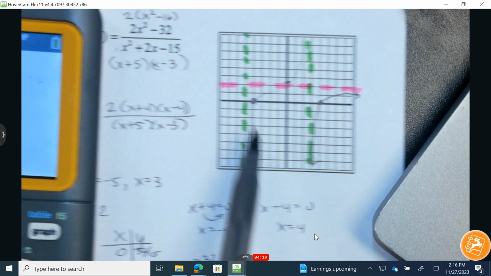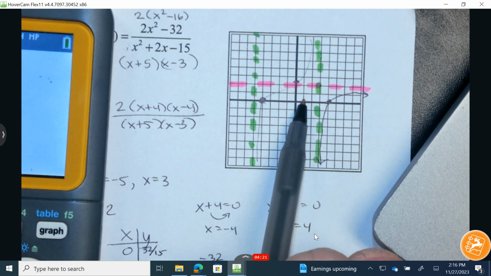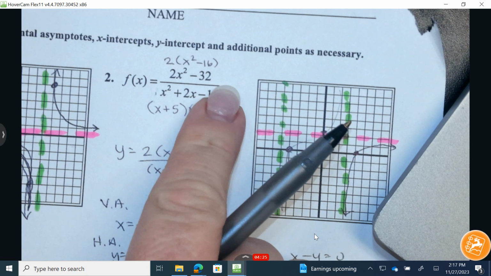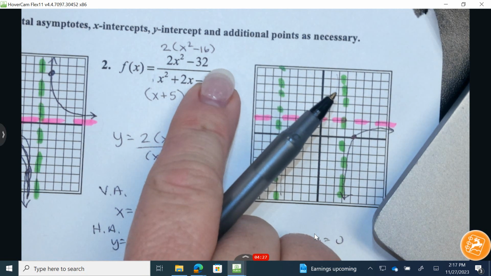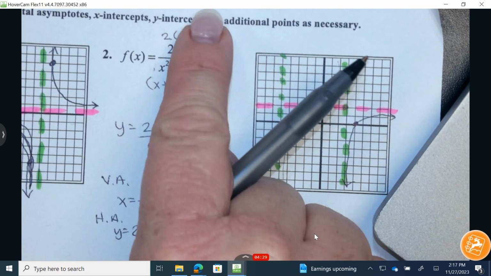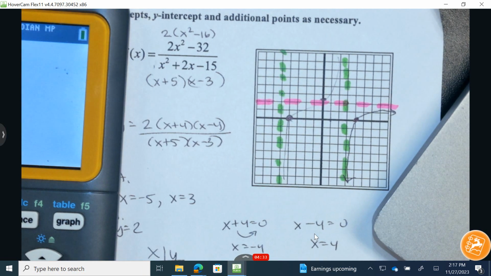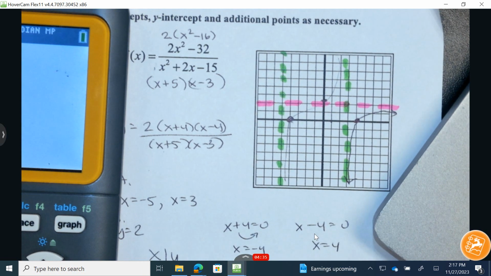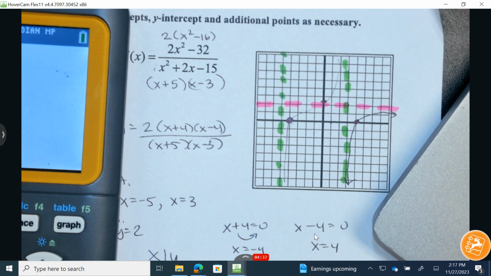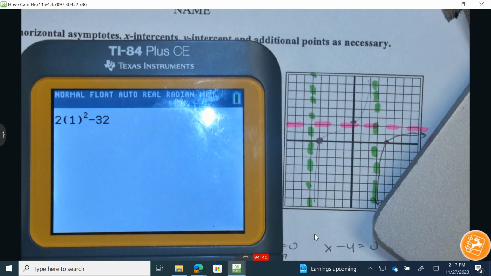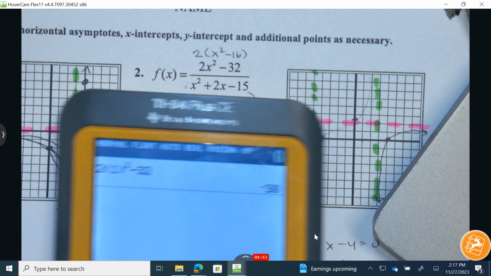Well, I could choose a number. Like I can choose 1. If I substitute x equals 1 into this function and get a value, it allows me to come up with additional points that are necessary to graph it. So let me plug in 1. I have 2 times 1 squared minus 32. This is my numerator, so I plugged in a value of 1. I come up with negative 30.